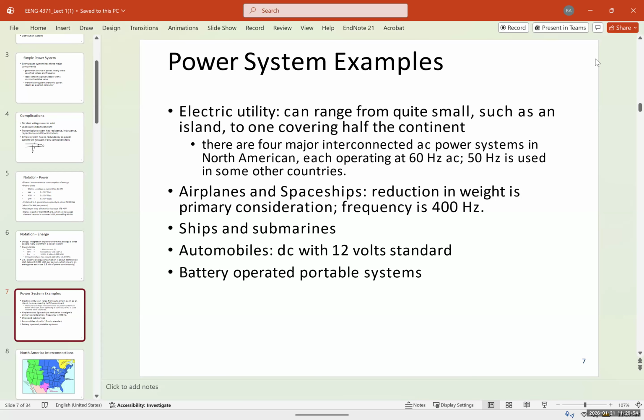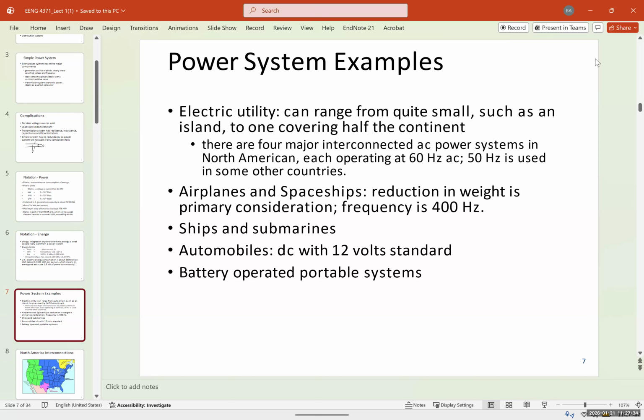Now, some power system examples. An electric utility could range from quite small systems, such as an island, to one covering half the continent. We have 4 interconnected AC power systems in North America, which operate at 60 hertz. Other countries, such as European Union countries, use 50 hertz. We use 120 volts, they usually use 220 volts. This is for a utility system.